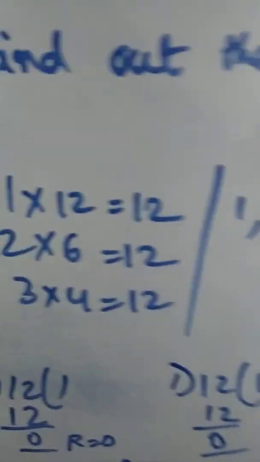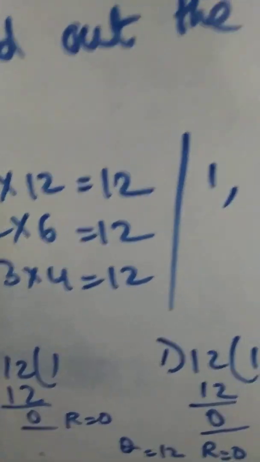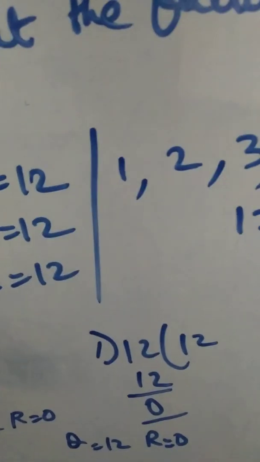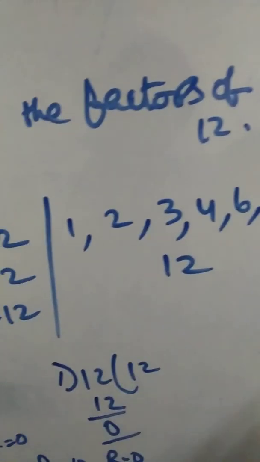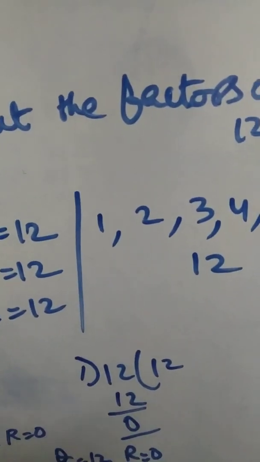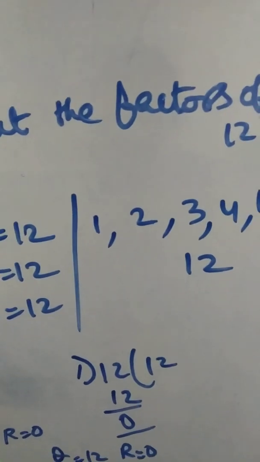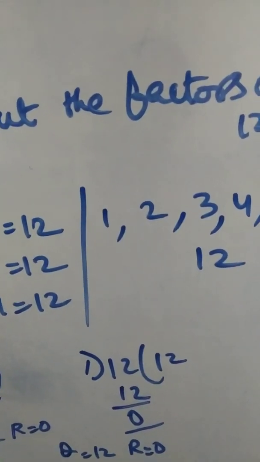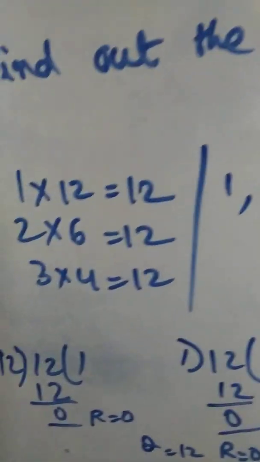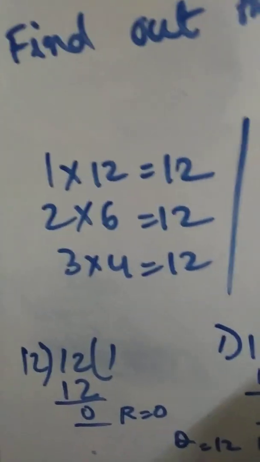What is meant by factor? A factor is a number that can divide another number exactly without leaving a remainder. So a number divides the other number, leaving the remainder 0. If a number divides the other number exactly, then that number is called a factor of the other. Understood? So here I have taken 12.